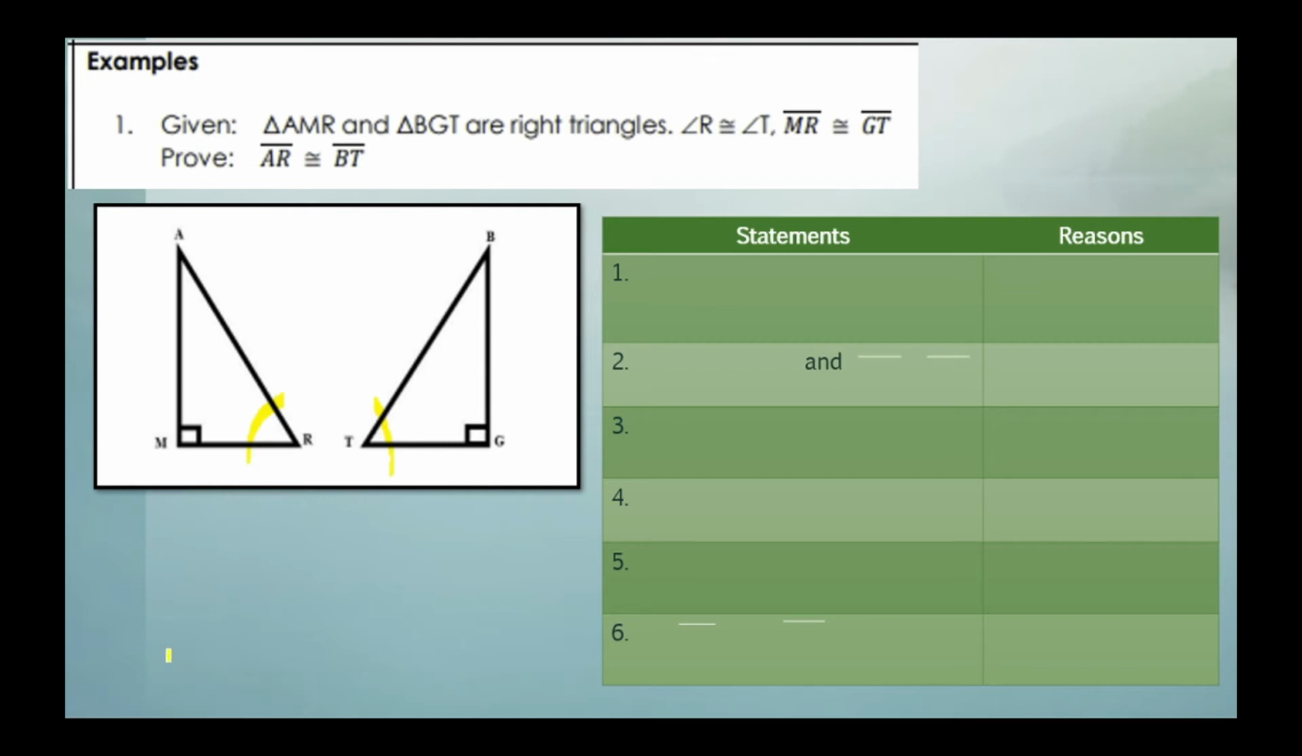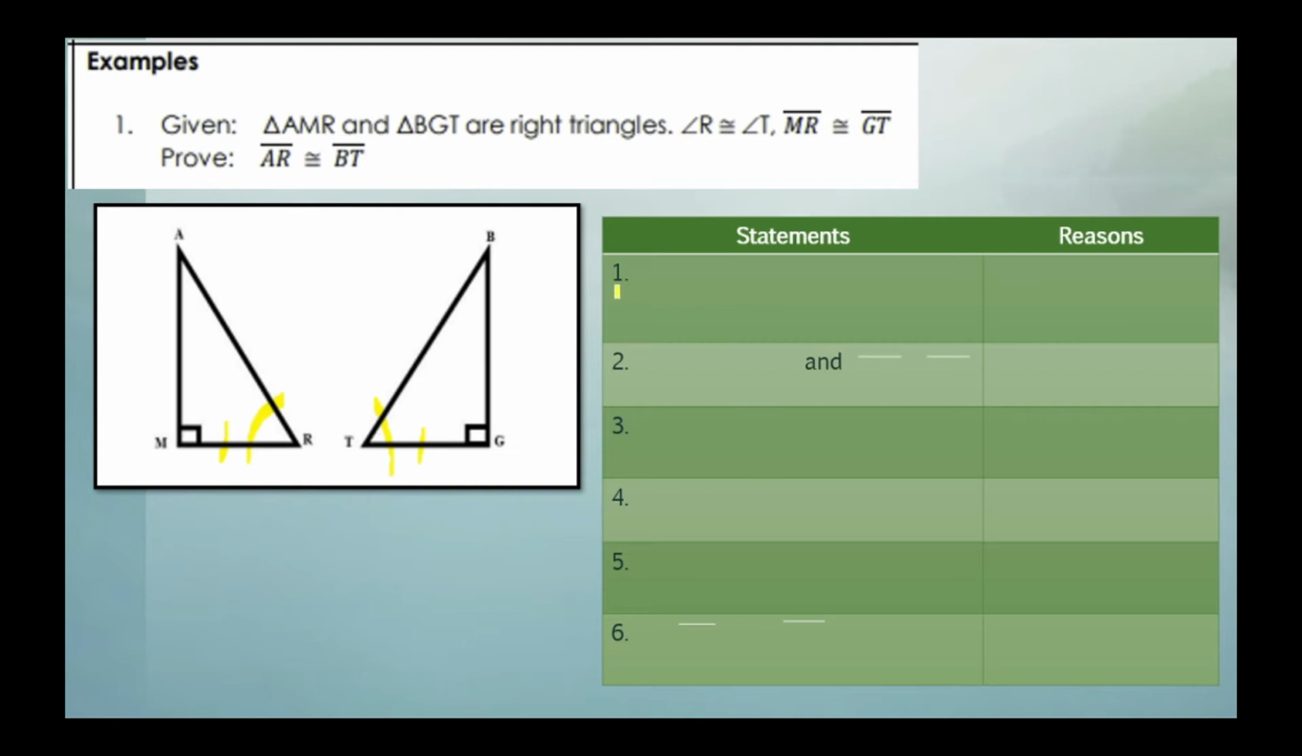So, let us have this example. Given triangle AMR, so this is triangle AMR, and triangle BGT, so this is triangle BGT, are right triangles. Angle R, so we have here the mark of angle R, is congruent to angle T, and then side MR, or segment MR, is congruent to segment GT. So we have the markings. Prove that AR, so this side AR, is congruent to side BT. Okay? So we have the two column proof, the statements and the reasons.